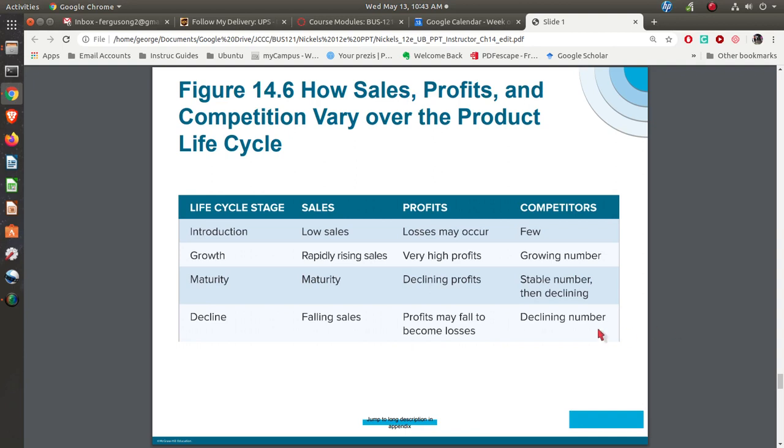The various stages, okay, when you think about sales and profits and the number of competitors. In the introduction phase, low sales, you may have some losses, and you don't have much in the way of competitors. As you go through that life cycle, you get more and more competitors out there and declining profits that go along with it.